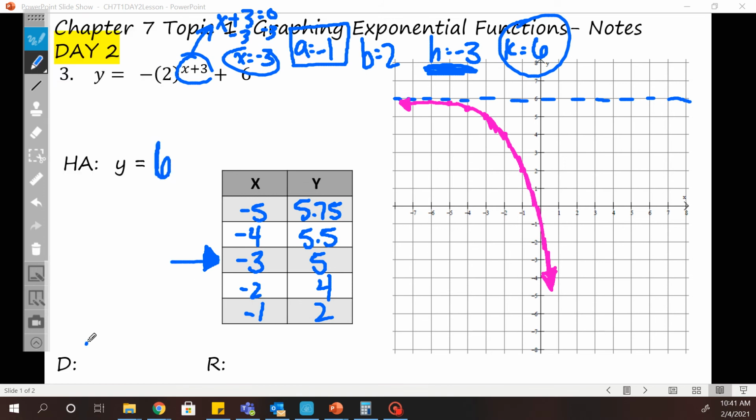The domain is still negative infinity to infinity. It's still all real numbers. That's not going to change. But the range is going to change because it's no longer going up from 6. It's actually going down from 6. So we would say that the lowest it starts is at negative infinity. And then it goes up to the dotted line, which is 6. And we use a parenthesis to show that 6 is actually not part of it. It never actually hits 6, it just gets close to 6.